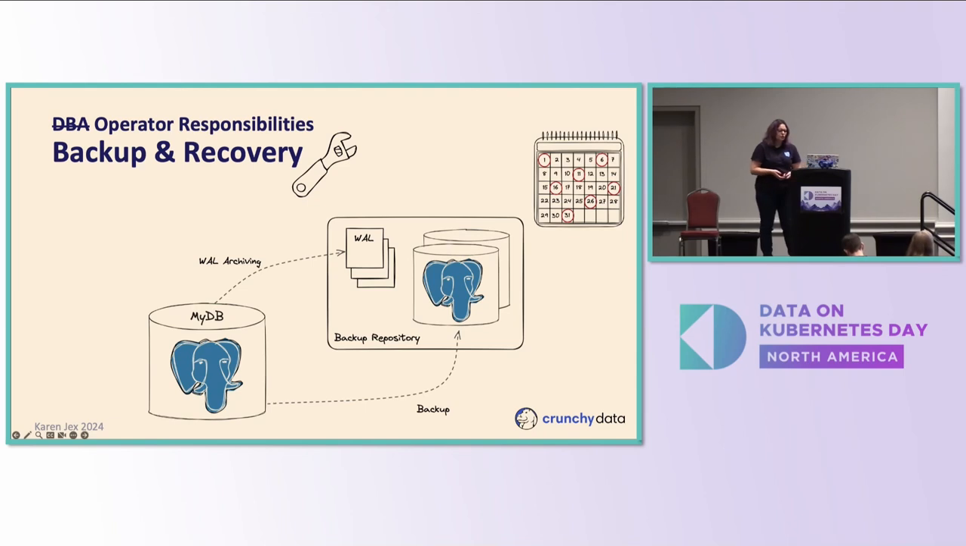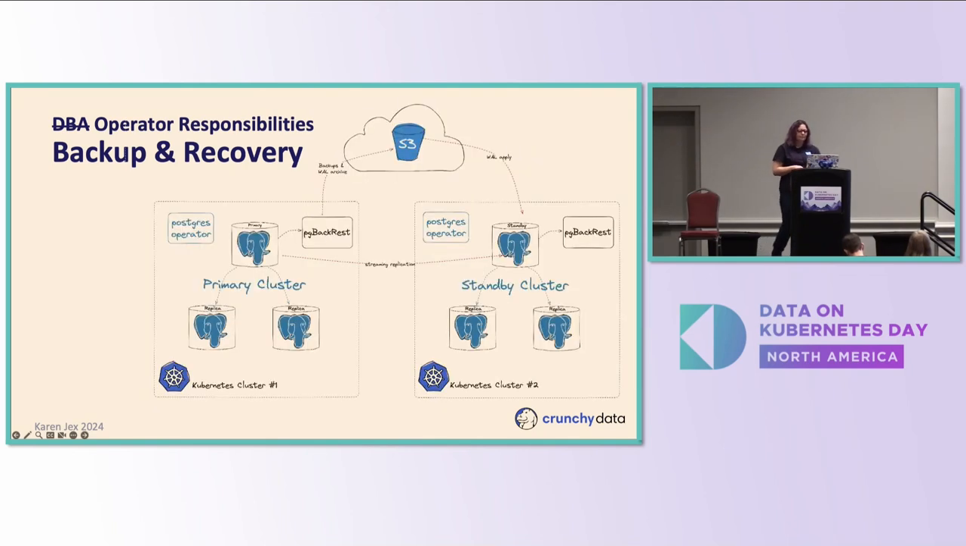To minimize stress, data loss, and downtime, you definitely want the operator to automate your database recovery process. And as well as your primary cluster, you probably want to be able to define a DR or standby cluster in a separate Kubernetes cluster, maybe in a different data center, kept up to date either via Postgres streaming replication, where changes are applied directly from the primary database, or by applying the WALs that have been archived to your backup repository, or maybe even both.